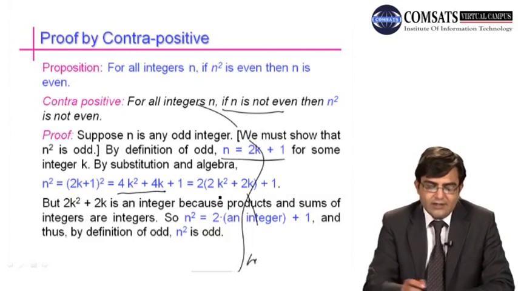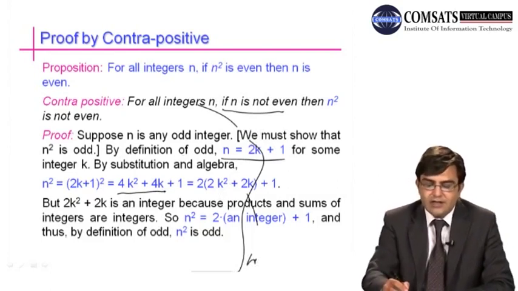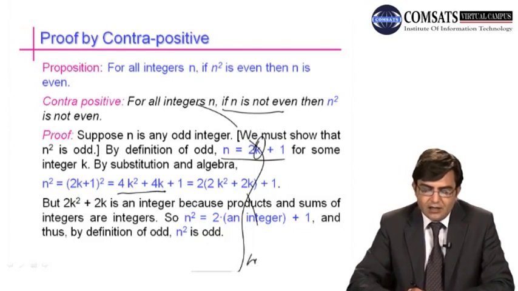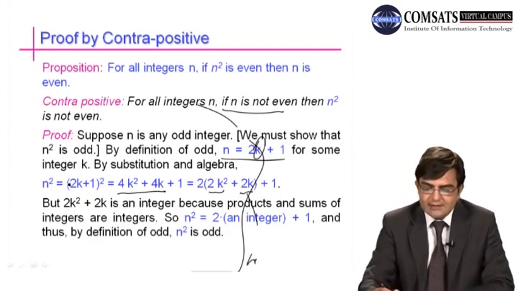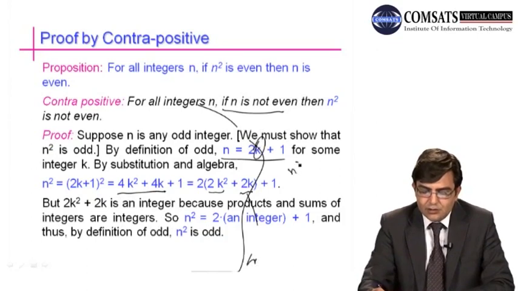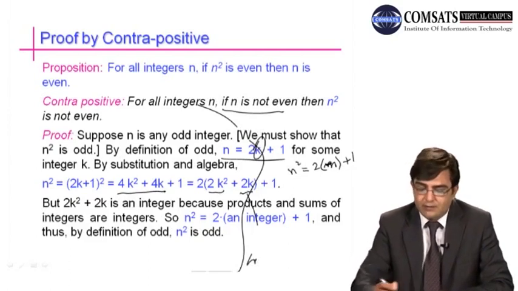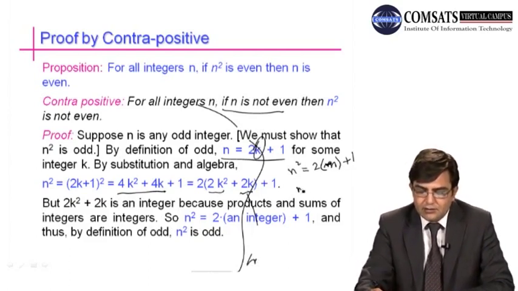Now, as in the definition of an odd number, we have supposed that k is any integer. So k square is an integer. If we multiply k square by 2, it will remain an integer. 2 into k is an integer. The sum of two integers is also an integer. We know that. And we have written n square as 2 into some integer, that is m, where m is 2k square plus 2k, plus 1.